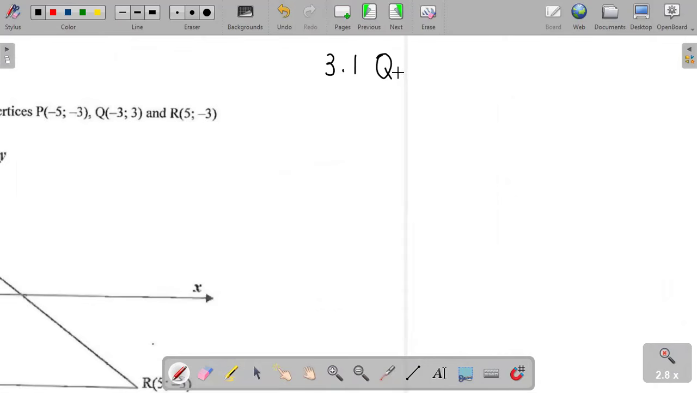So QR will be equal to the square root of (x_Q minus x_R) squared plus (y_Q minus y_R) squared.